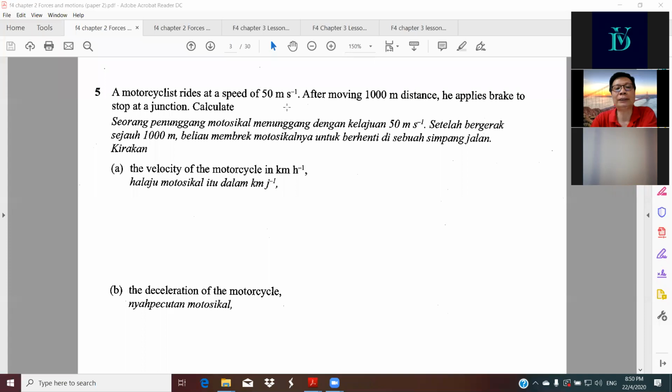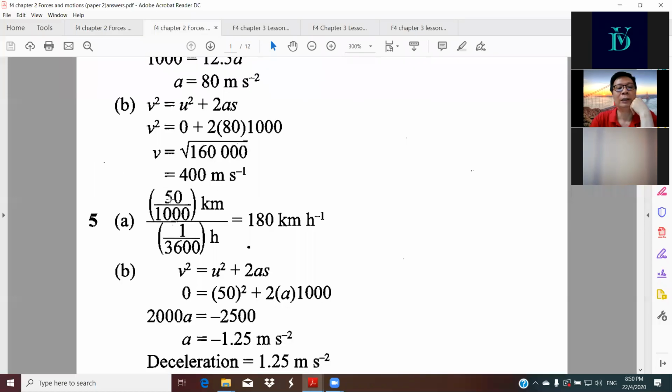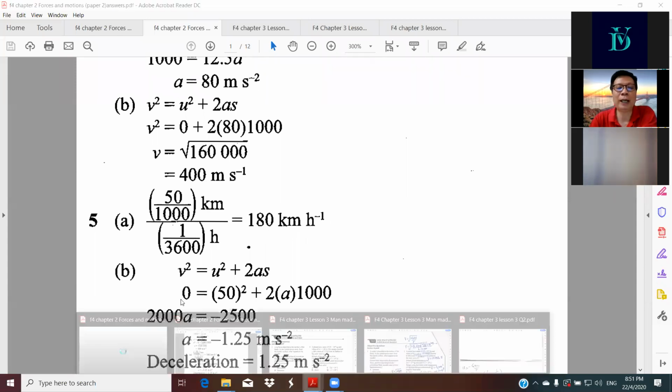This one is in meters per second. You are going to change it to kilometers per hour. So what you do is like this: meters change to kilometers, seconds change to hours. Meters divide by 1,000 to change to kilometers. Seconds change to hours by dividing by 3,600, because 1 hour is 3,600 seconds. Solve this and you get 180 kilometers per hour. This is the answer.